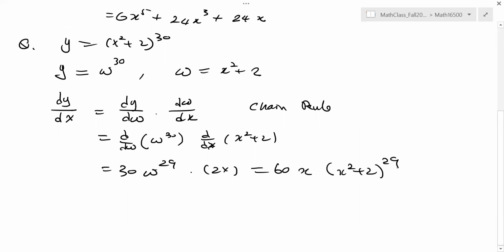This is the whole idea about the chain rule for today's section. All right. We introduce a variable w between y and x.